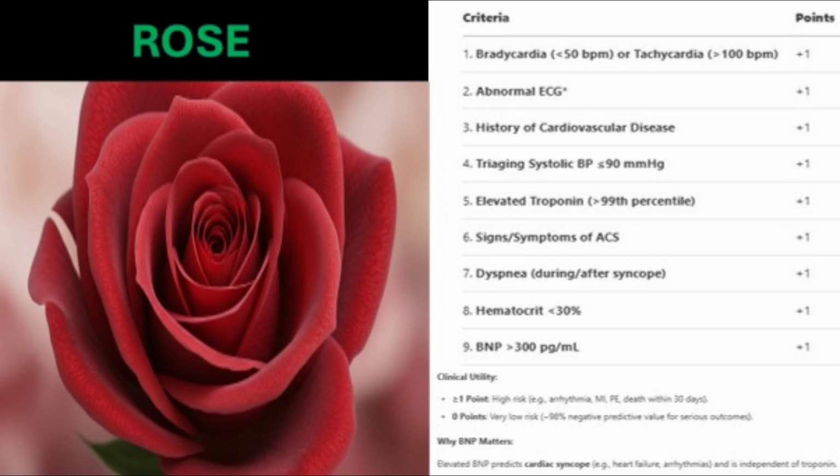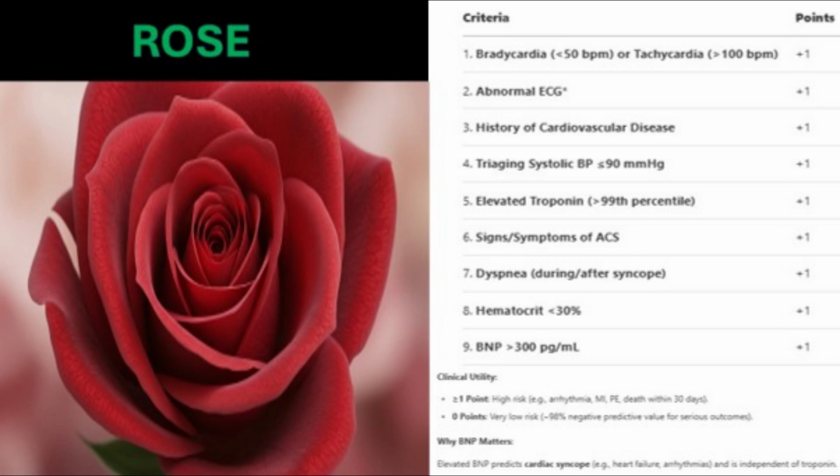ROSE, Risk Stratification of Syncope in the Emergency Department. The rule includes 7 key criteria: brain natriuretic peptide, BNP, level greater than or equal to 300 picograms per milliliter. The original ROSE criteria discuss dyspnea before or after syncope instead of BNP. The revised version includes BNP and is more accurate.